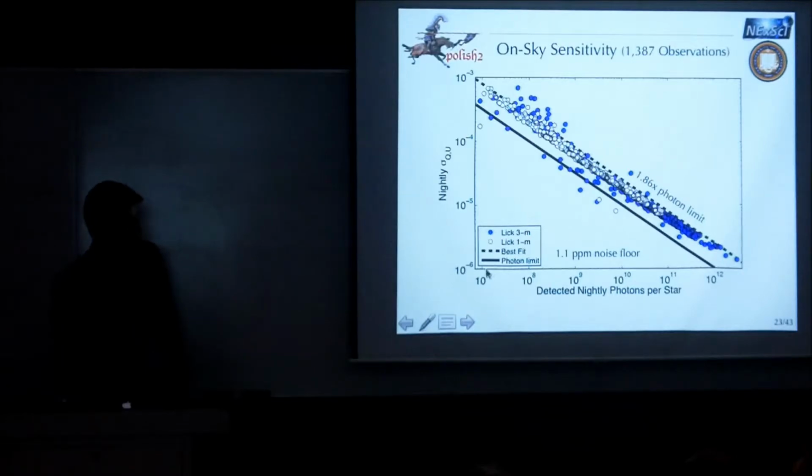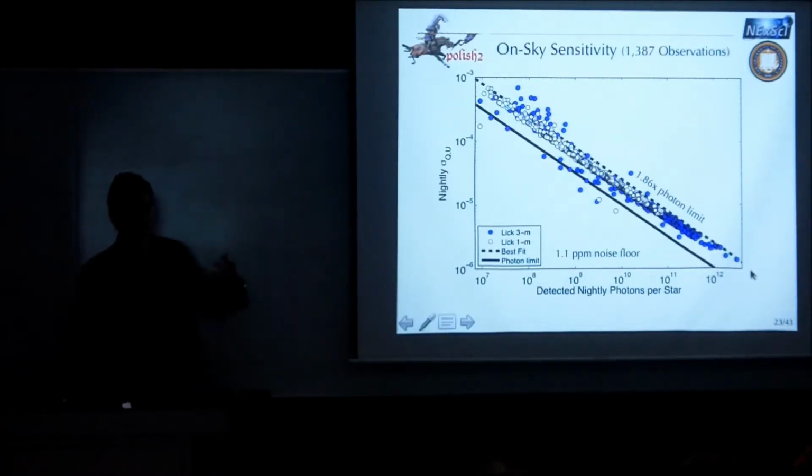If you want to measure something to a part in 10 to the 6, you need 10 to the 12 photons or more. That's just how the universe works. But you can see that the observations here scale with photon statistics. As you observe a brighter star longer, you get better data. That's good. This keeps going down, so you can observe very, very bright stars. You can use larger telescopes, and you will get better data.